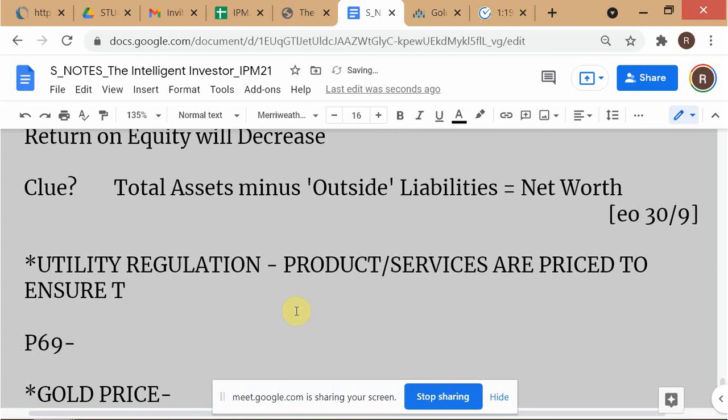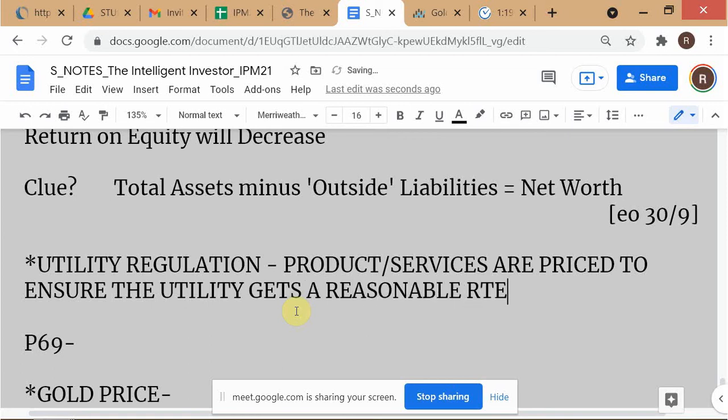They ensure the utility gets a reasonable return on equity. So they actually focus on return on equity.